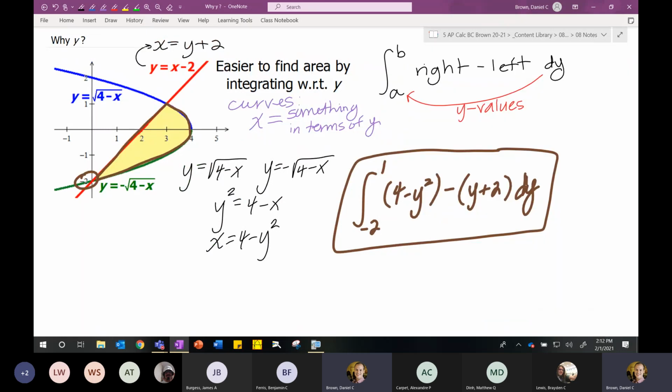Yes, Liam? Is there a way to do dy in your calculator, or should we just do dx? Say it one more time. Is there a way to do dy in your calculator, or just do dx? Good question.